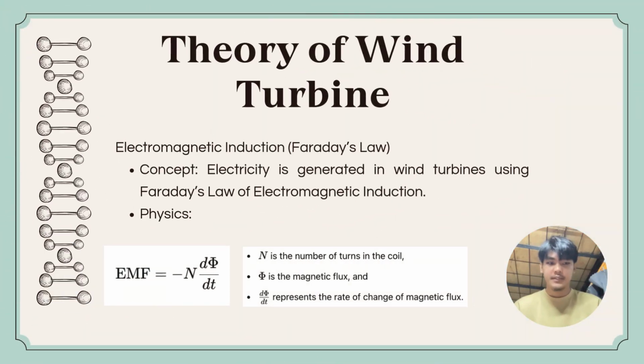The second basic concept of physics is electromagnetic induction, Faraday's law. The concept is that electricity is generated in a wind turbine using Faraday's law of electromagnetic induction. The physics is EMF equals negative N dΦ divided by dt, where Φ is the magnetic flux.